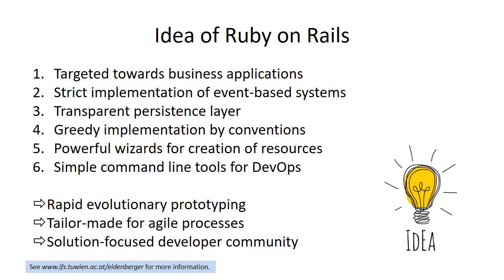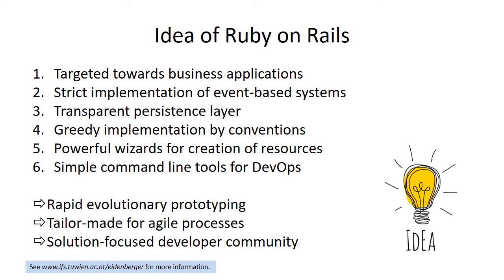So what's the idea of Ruby on Rails? It is certainly targeted towards business applications which are about data management, in the old sense that the data has been entered and forwarded from one point to another, from a source to a sink, and has to be aggregated in reports and transferred between system components in, for example, supply chain management. Okay, it is a strict implementation of event-based systems. We will shortly see what that means.